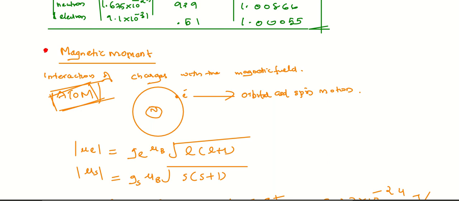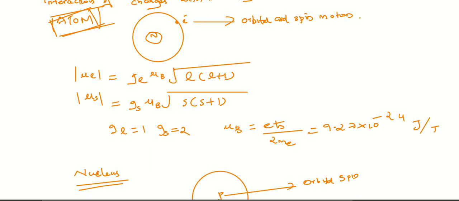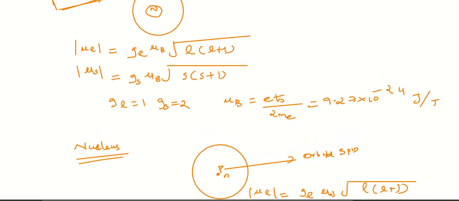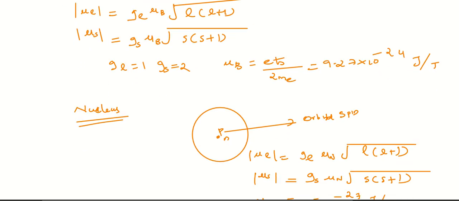With the orbital motion, there is a magnetic moment g L mu B under root L into L plus 1. Mu s is for the spin motion of electron. For that there is a magnetic moment g S into mu B under root S into S plus 1. For g L is equal to 1, g S is equal to 2, and mu B is equal to e h cross divided by 2 m e. For magneton, that is equal to 9.27 into 10 raised to minus 24 joule per Tesla. This is for the case of atom.